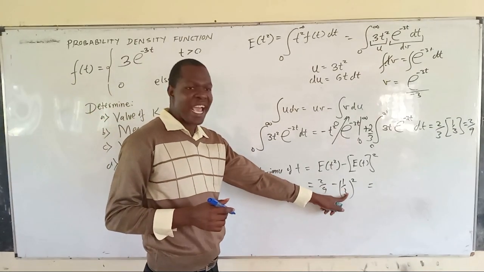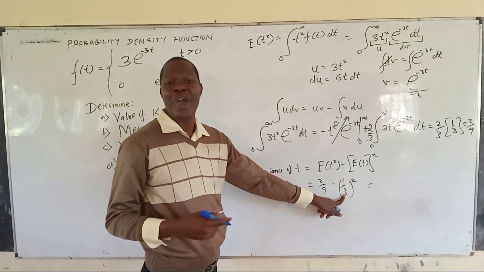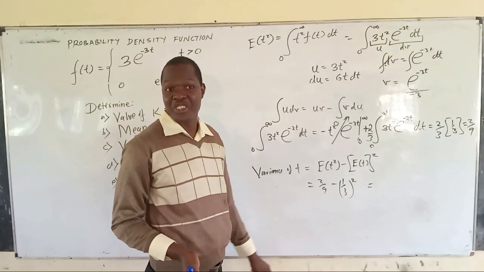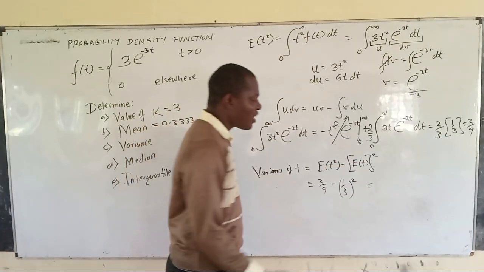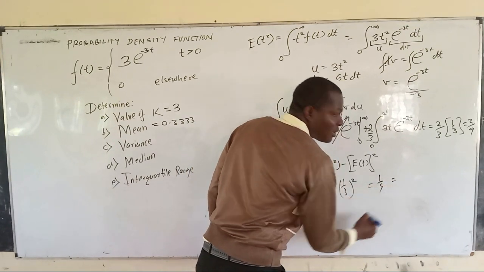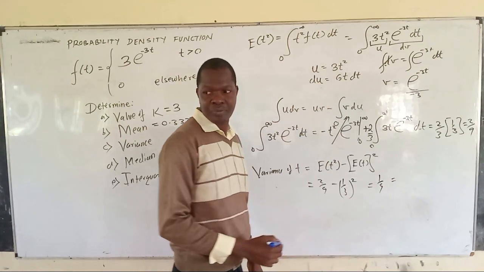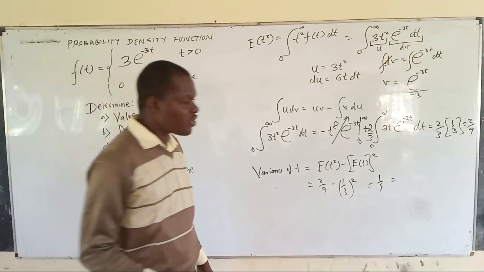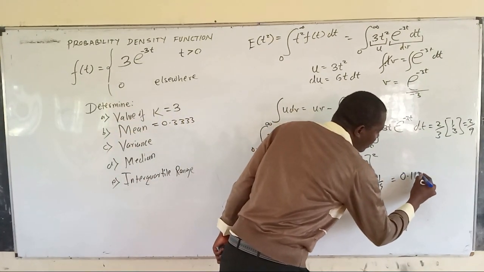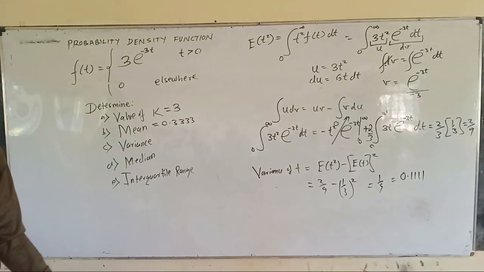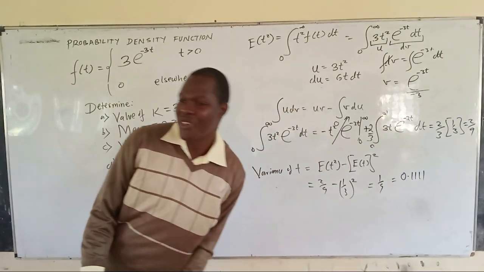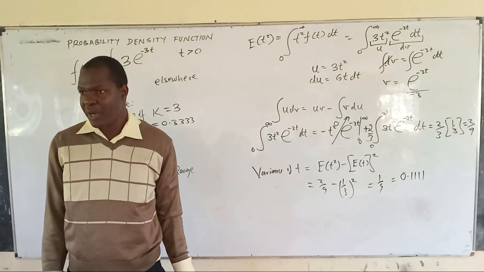1 squared is 1, 3 squared is 9. So 2 over 9 minus 1 over 9 is 1 over 9, which is 0.11, and you have found the variance. If you were looking for the standard deviation, you simply take the square root of that. Are we together?